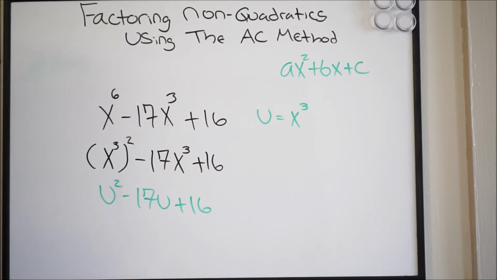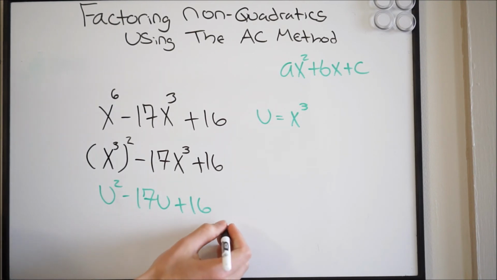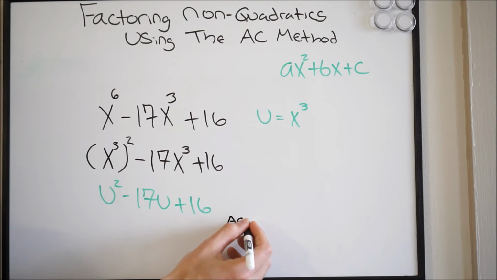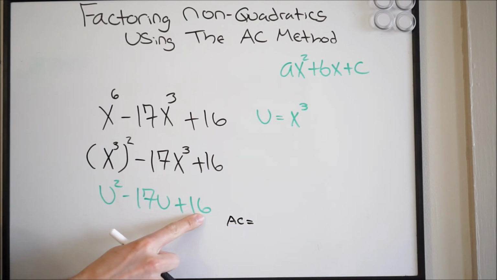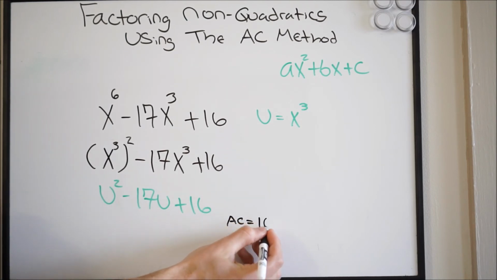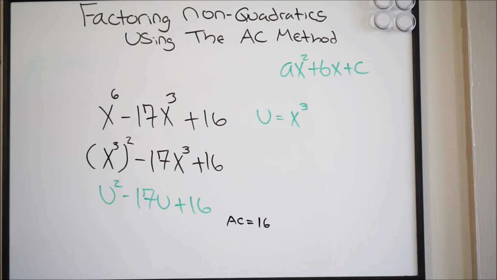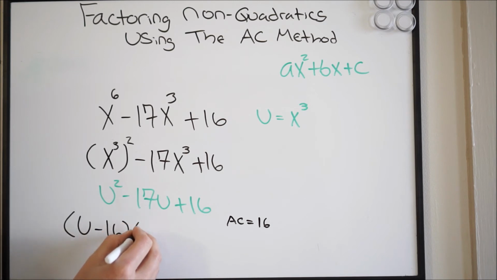Now, because this is in the form of a quadratic, we can use the AC method. So again, we're going to do A times C. That will be 16 times 1, which is just 16. What two numbers multiply to 16 but add up to negative 17? That will be negative 16 and negative 1.